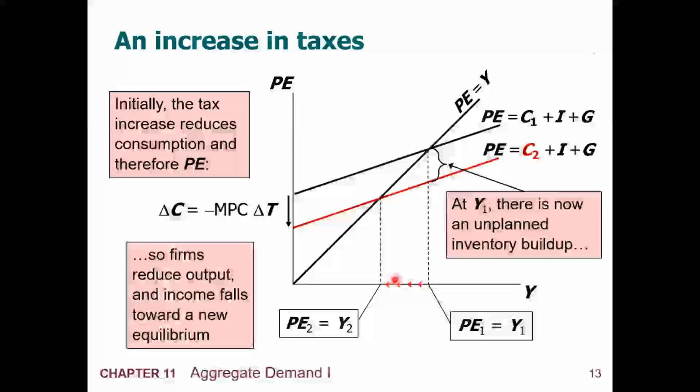So initially the tax increase reduces consumption and therefore planned expenditure. So at Y1, there is now an unplanned inventory buildup. So firms reduce output and income falls toward a new equilibrium.